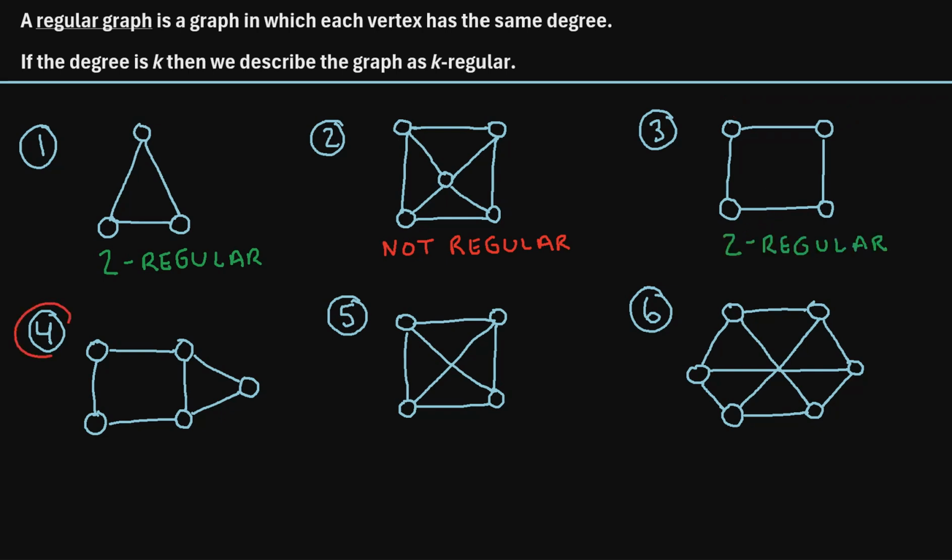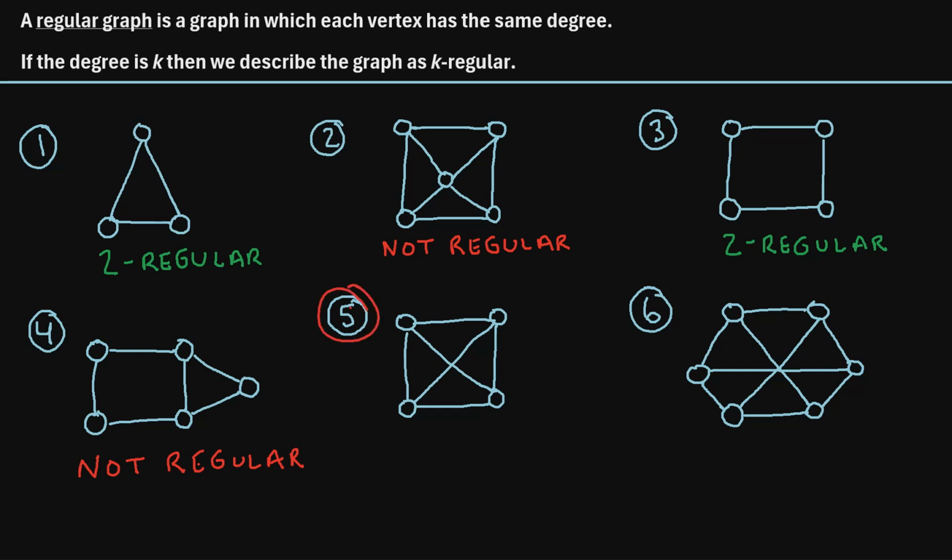All right, now let's check out example number 4. So to determine if this is a regular graph, let's determine the degree of each vertex. So if we start with this vertex right here, we can see that it has 1, 2 edges that are connected to it. So it has a degree of 2. Now if we consider this vertex, we can see it has 1, 2, 3 edges that are connected to it. So it has a degree of 3. So we can see right away all of these vertices are not going to have the same degree, so this is not a regular graph.